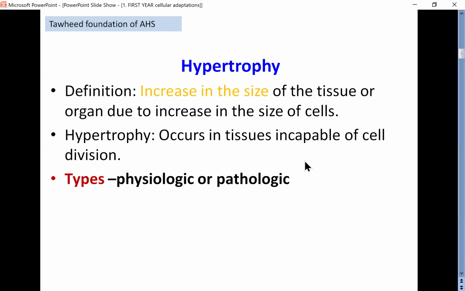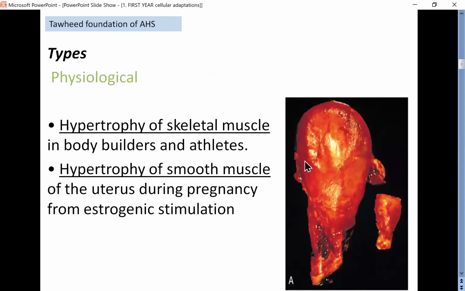You have two types of hypertrophy: physiological and pathological. Physiological means something which happens normally in our body. Pathological means something which is seen in a diseased condition. So you will have physiological hypertrophy and pathological hypertrophy. We will see physiological hypertrophy first.